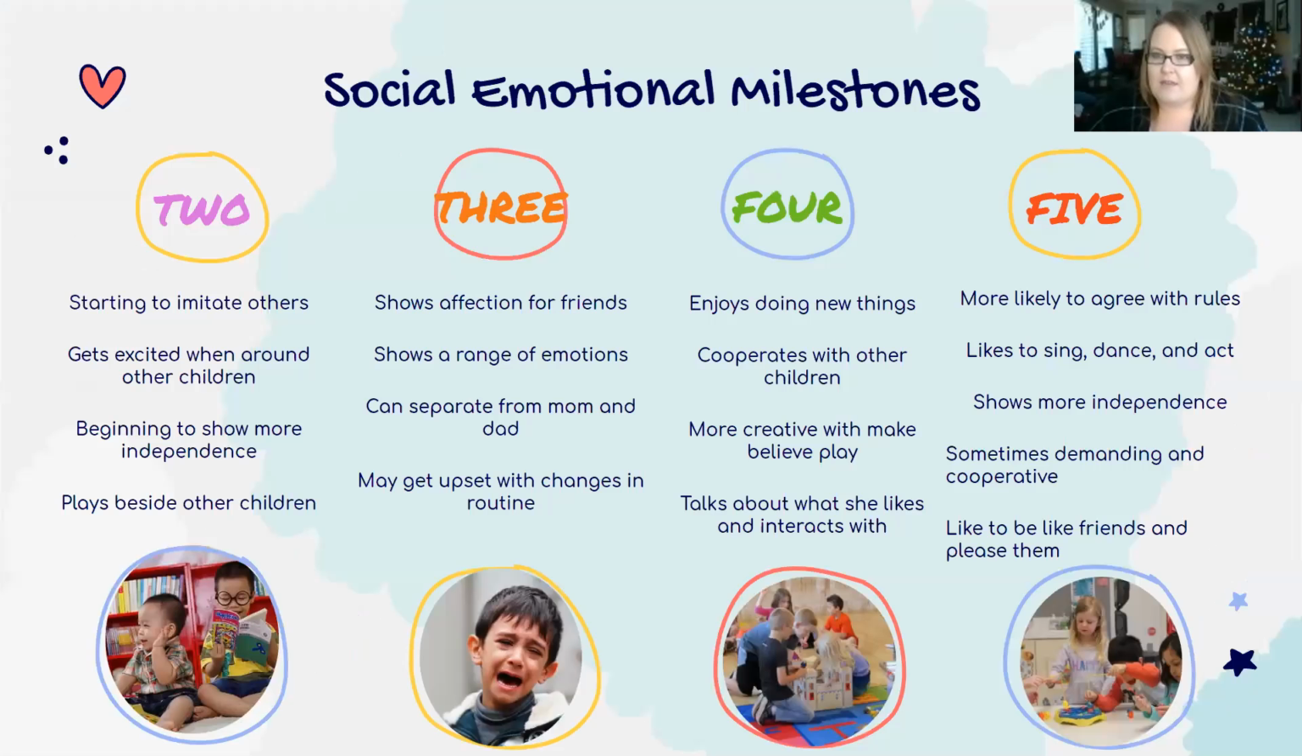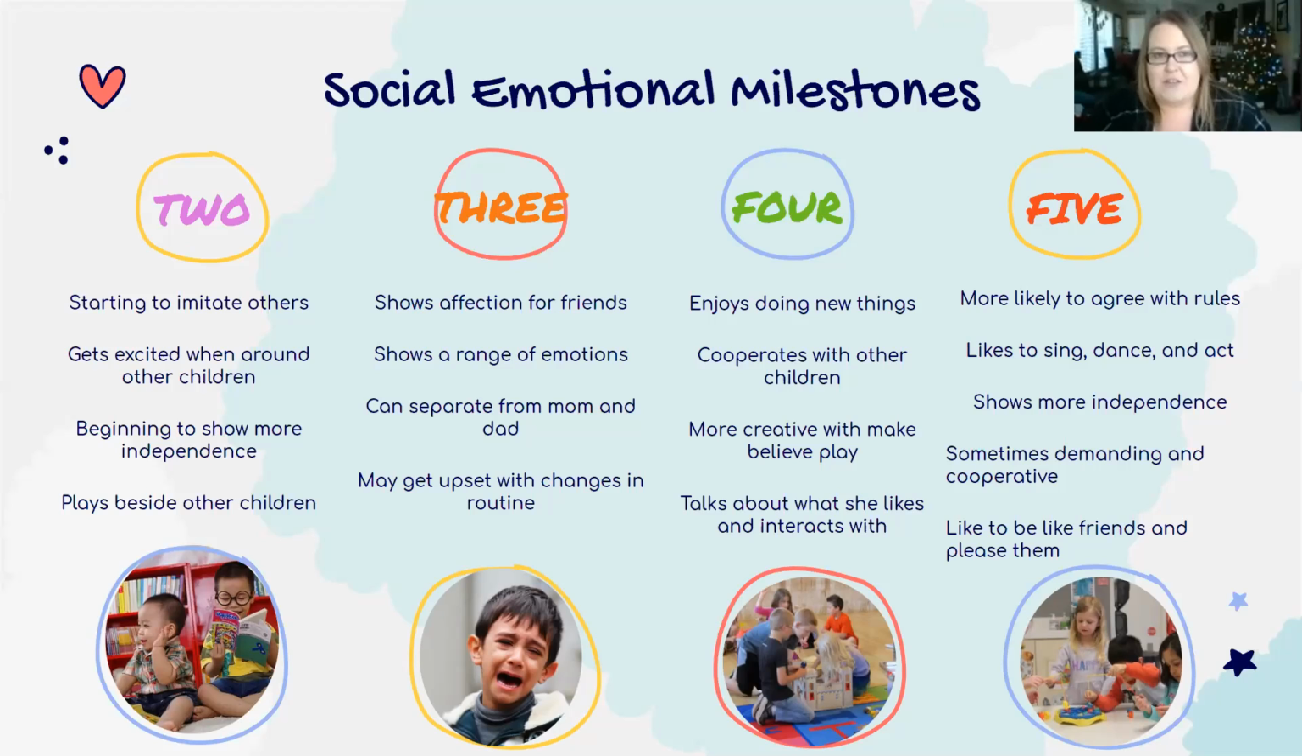Next slide. So here are the social emotional milestones for ages 2 to 5. Looking at 2-year-olds, this is when they are starting to imitate others. They imitate what they see their family members doing. They imitate other kiddos their age when they're out. They get excited when other children are around, and they begin to show more independence. You'll hear a lot of "I do it" or "I can do it" at that age. They also play beside other children. Although they're not interacting with "my turn, your turn," they are wanting to be around others, playing beside other children.